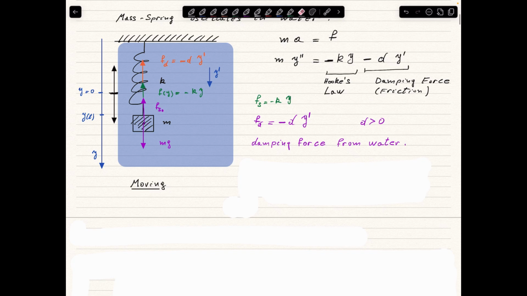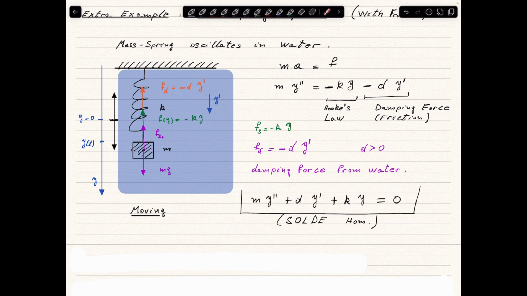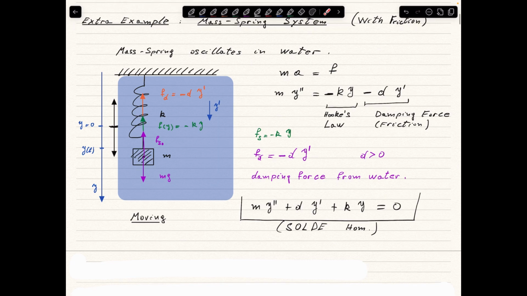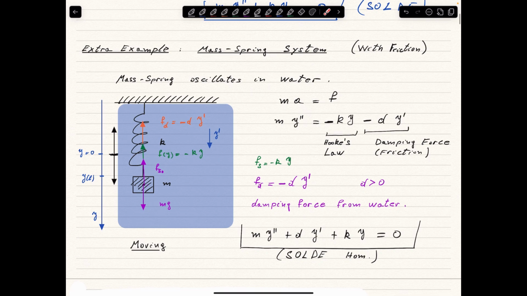And now we move these 2 terms to the other side, and what we get is mass times acceleration. Then we have a term proportional to the velocity and a term proportional to the original function. So this is a second order linear differential equation, which is homogeneous because the b term here actually is 0. So these are our 2 main examples of a second order linear differential equation.